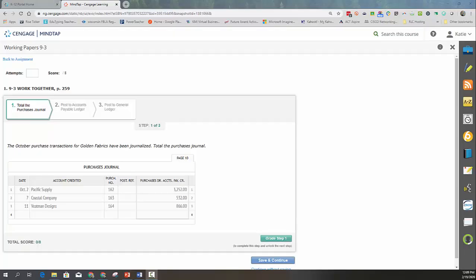So here we have Work Together 9-3. The very first thing that they're having us do is go through and total our purchases journal. So when we total, the first thing we have to do is start on the left-hand side and move across. How many days are in October? 31, thank you. So what do I put under accounts credited?